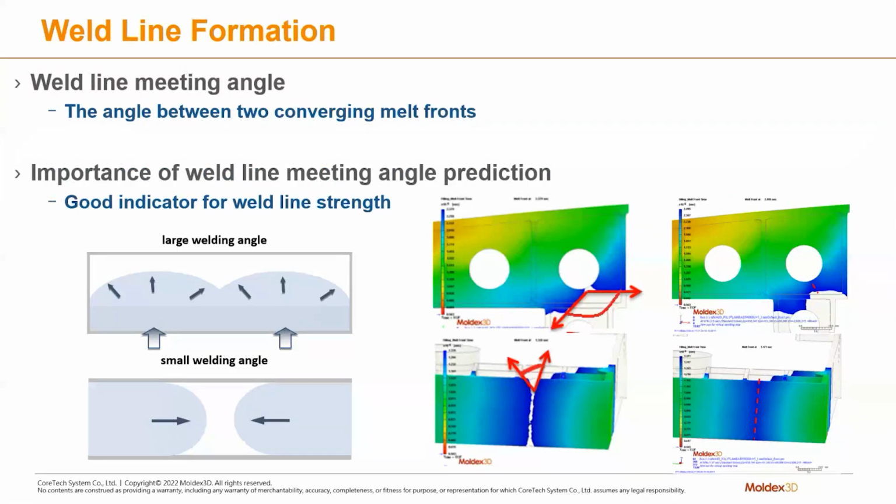So in a simulation, you will be able to understand your welding line angle based on the melt front time. We also have welding line angle results through the simulation. So for example, on the top left corner here, this is a large welding line angle. Below, this is a small welding line angle, which you could see in the simulation on the right side, top versus bottom.